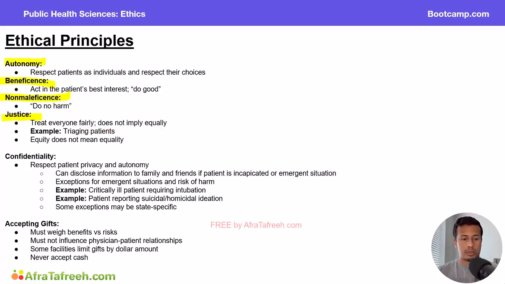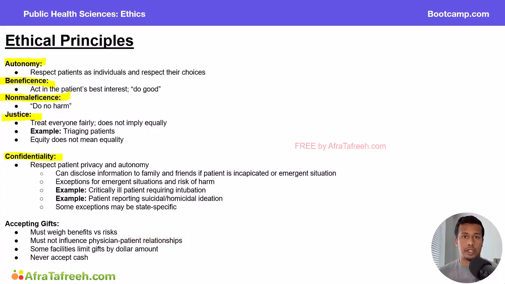The next ethical principle is confidentiality, and this is a big one. This is respecting patients and respecting their autonomy. When we're in the hospital, we want to keep patients' information private. We don't want to share it with people unless it's acceptable. There are certain cases in which it is acceptable to disclose information to family and friends if for some reason the patient is incapacitated or in emergency situations. And there are other exceptions beyond that in which you can share information as needed for emergent situations and for risk of harm. So two common examples.